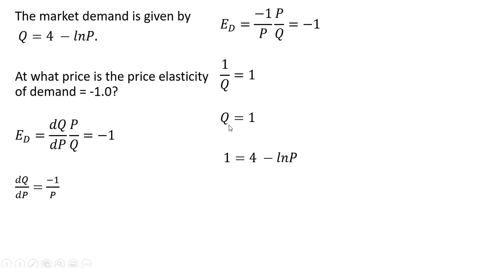And when q equals 1, we're going to evaluate the demand equation. So we're going to plug in 1 for q. And now we're going to solve for price. And exponentiating both sides of the equation, the left-hand side will just be p. And that'll equal e raised to the 3rd power, which is roughly $20.09. So if the price is $20.09, the price elasticity of demand will be minus 1.